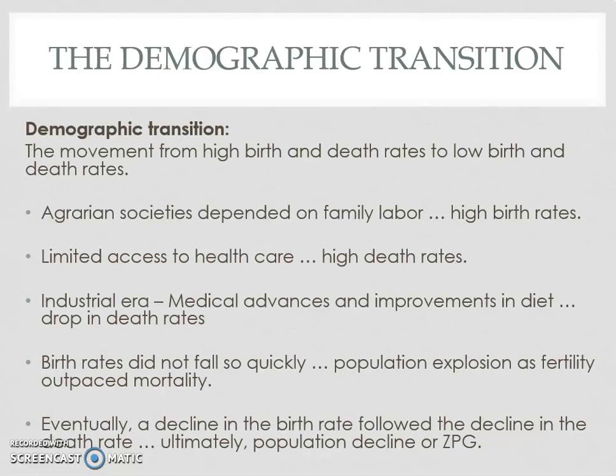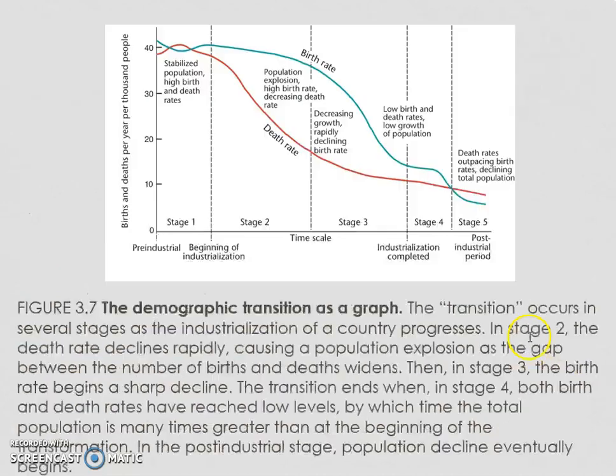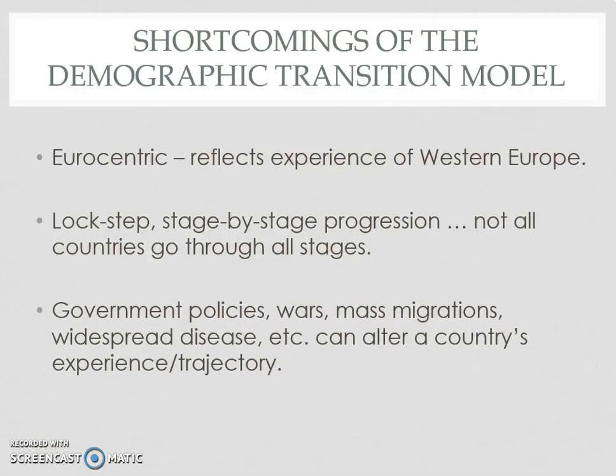Agrarian societies depend on family labor, limited access to healthcare, death rates. Industrial era birth rates do not fall as quickly. So you have samples like this that happen through every country. The first country that essentially had the demise where we went to stage 4 and to stage 5, where the population can sustain itself, was the country Japan. So that's essentially demographic transition.